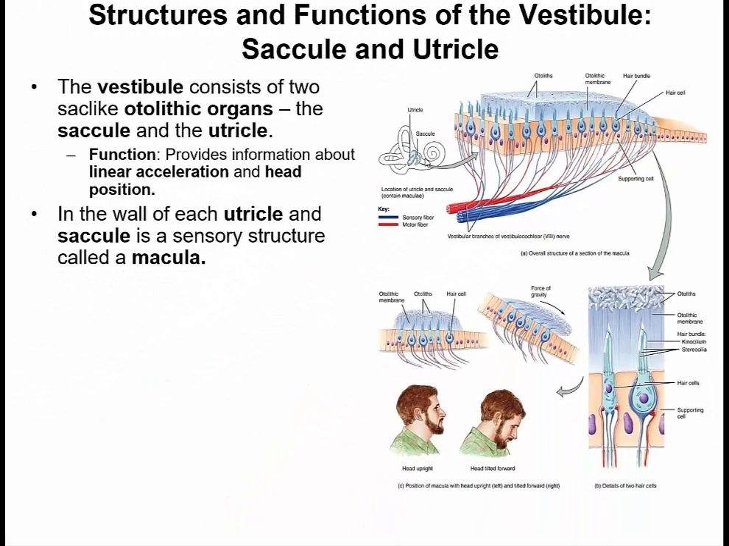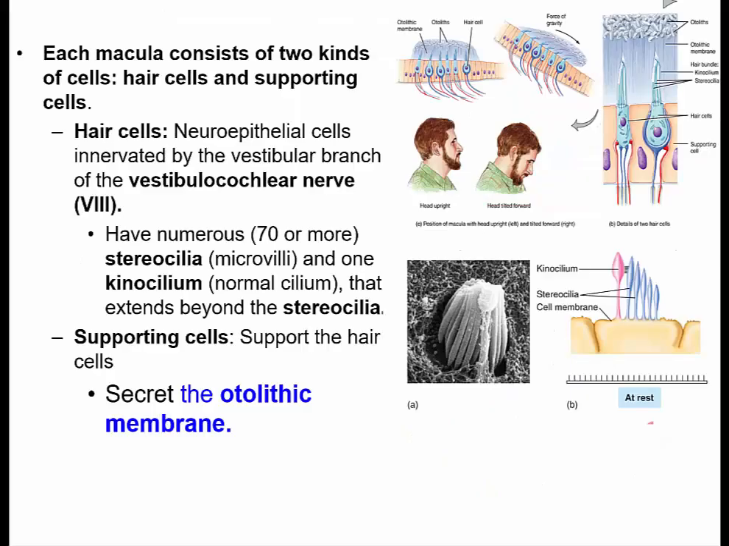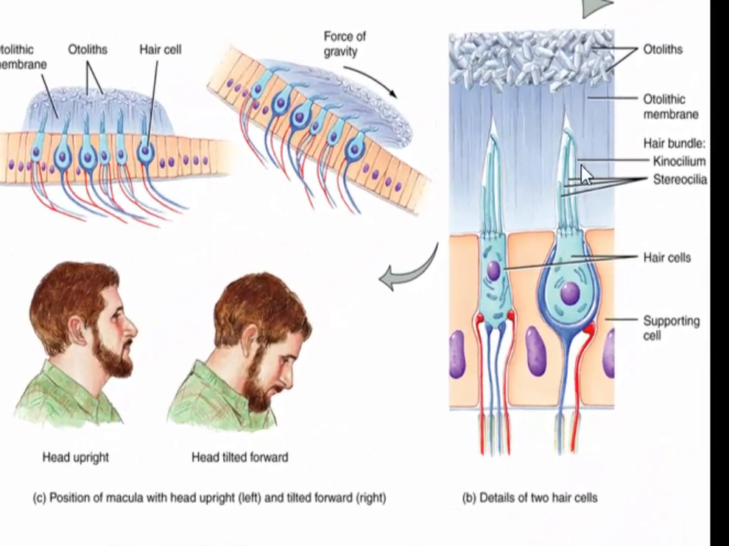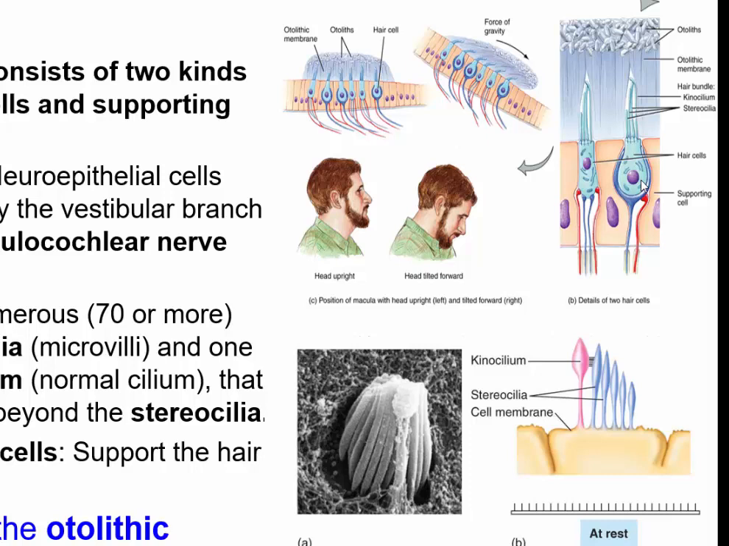In the walls of each utricle and saccule is a sensory structure called the macula. Each macula consists of two kinds of cells: hair cells and supporting cells. Shown here are the hair cells, in which the hairs are embedded in this otolithic membrane. It has these otoliths to give it more density. The cellular portion, which has a nucleus and organelles, is supported by cells called supporting cells. Hairs on these hair cells have numerous, 70 or more, stereocilia, or microvilli, and one kinocilium, shown here, that extends beyond the stereocilia.